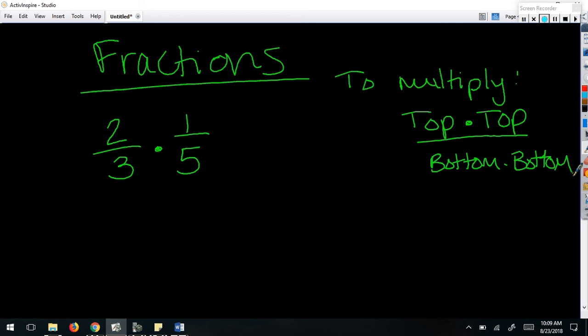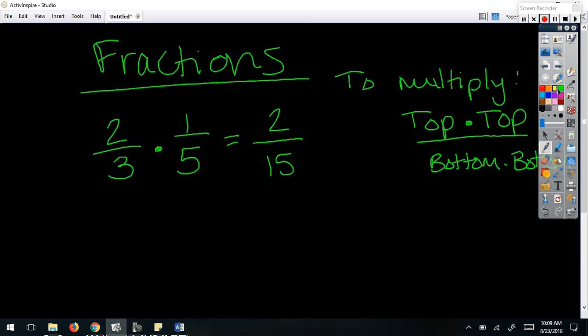No sense in a common denominator. We don't have to go through all that. Multiplying should be really, really easy for you. So if you look at this, 2 times 1 is 2. And 3 times 5 is 15. So the multiplying part is the easy part, right? Straight across. Simplifying might get a little bit trickier for you.